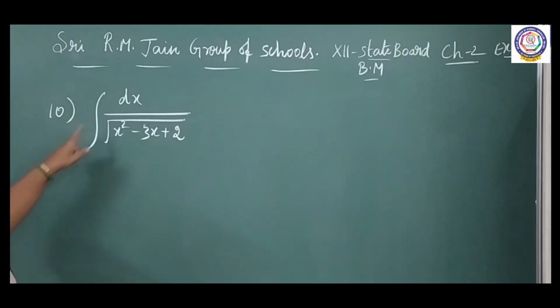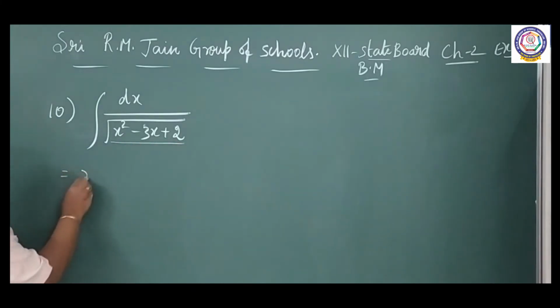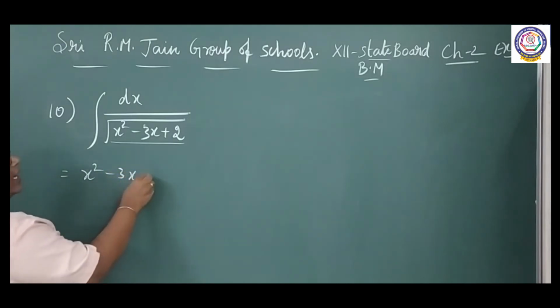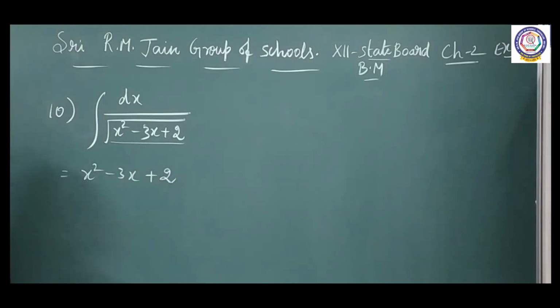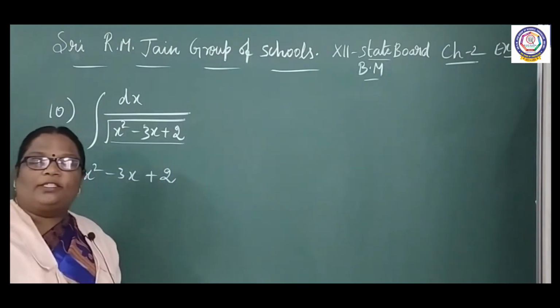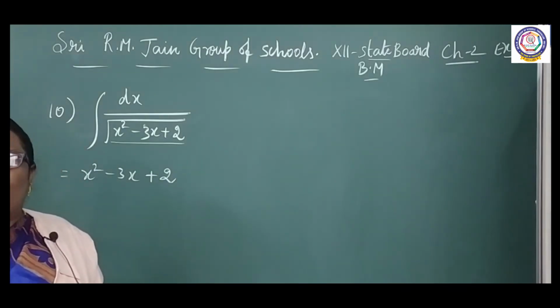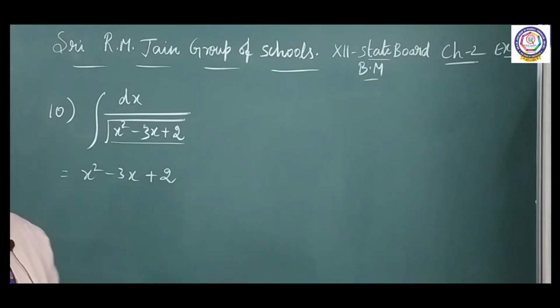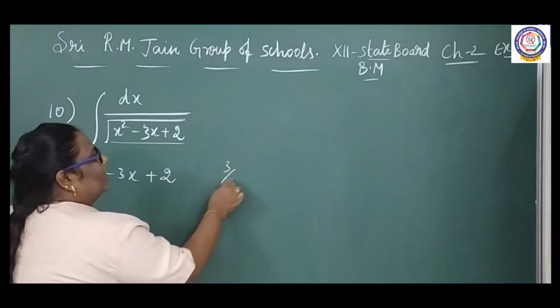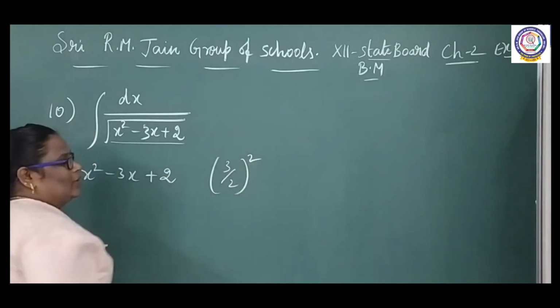See the 10th sum, integral dx by root of x square minus 3x plus 2. The same thing, you can take this term alone first. See here, x square minus 3x plus 2. What is the coefficient of x? The coefficient of x is minus 3, but you don't take the sign. You can take the number alone, because if it is squared it becomes plus. So 3 by 2 the whole square.